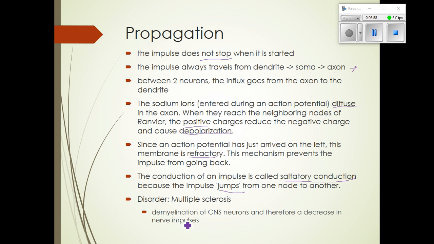There's a disorder that's directly related to this process. It's multiple sclerosis, so MS. In MS, we see demyelination, so the destruction of myelin on central nervous system neurons. So nerve impulses decrease in frequency or in speed because myelinated neurons transmit the signal more quickly.